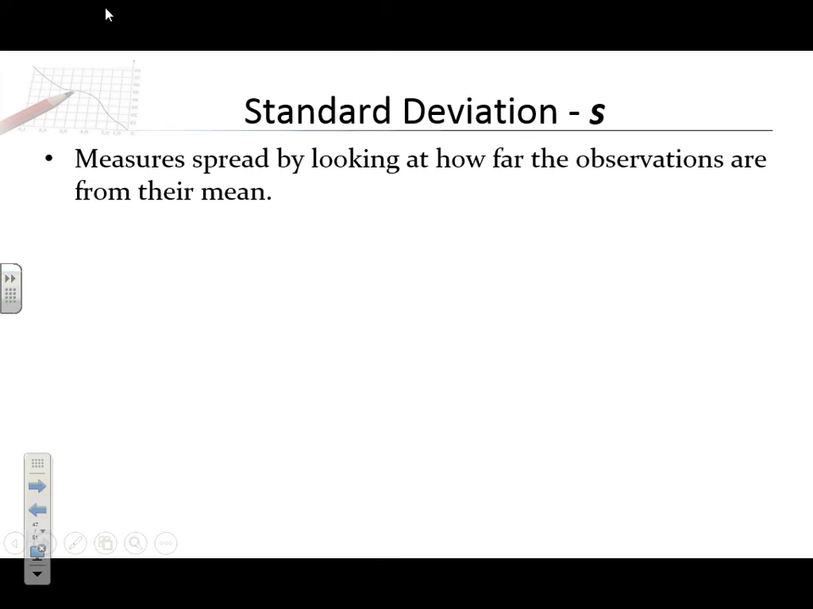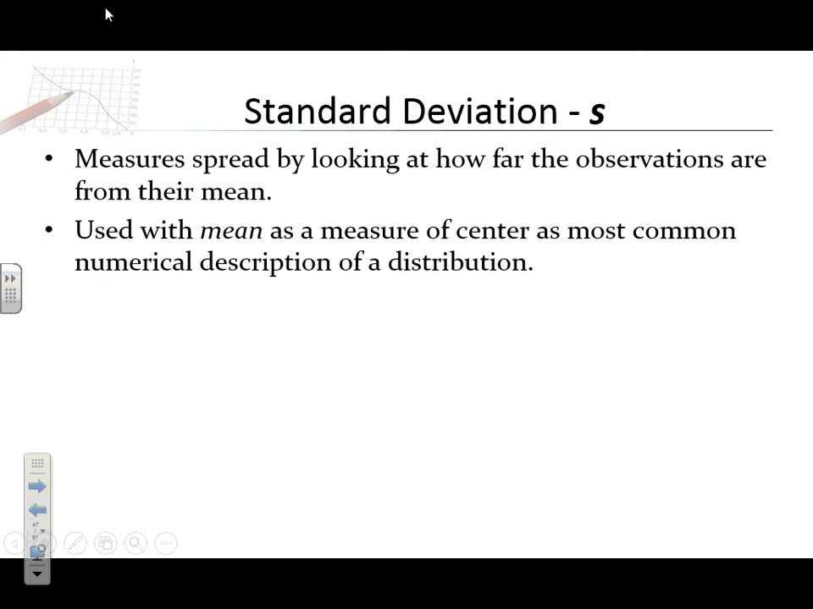So what standard deviation does is it measures the spread of the distribution by looking at how far the observations are from their mean. So once we have our mean, it looks at how far each individual observation is away from that mean, and then essentially gives us an average distance from the mean. So it takes every single value and calculates how far away it is from the mean, and then uses that to create an average distance from the mean. So we can see from that center point where we are spreading around it. Okay?